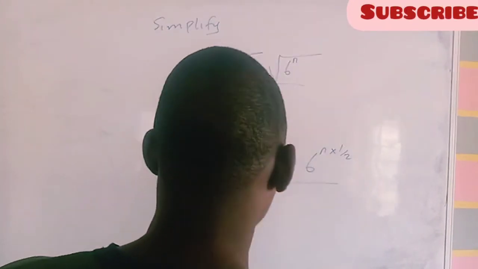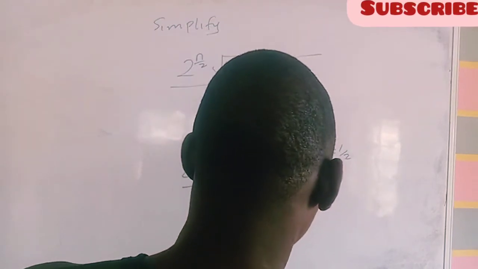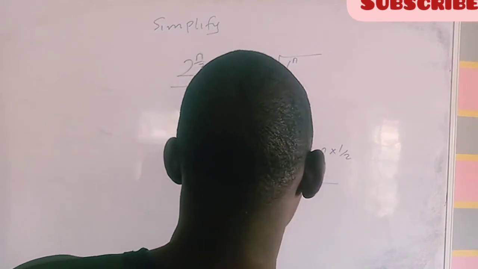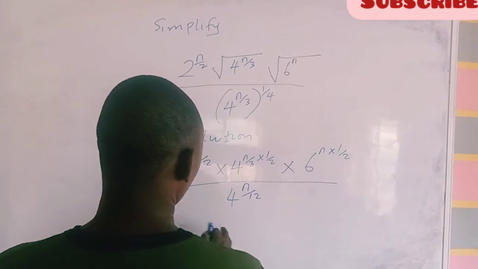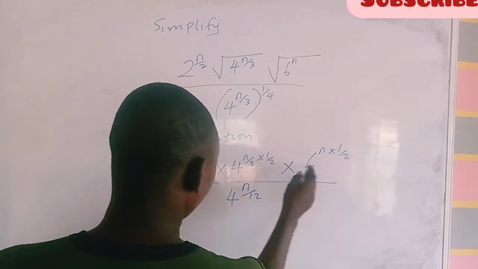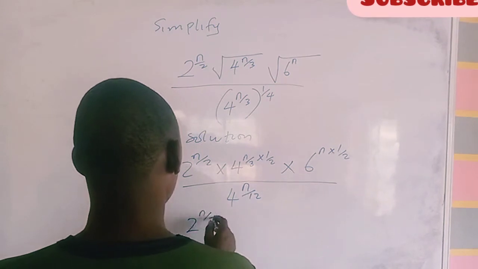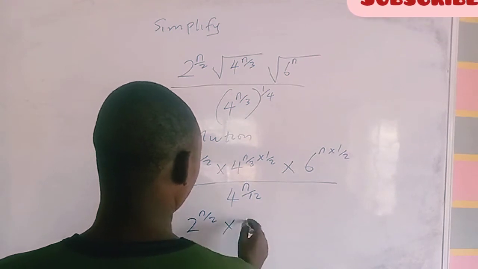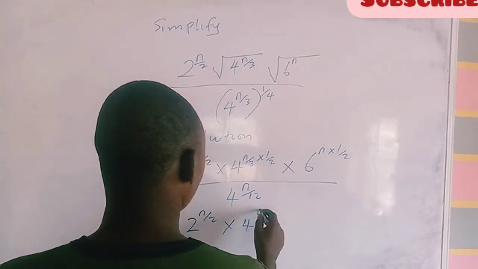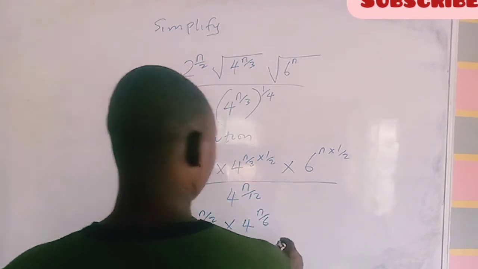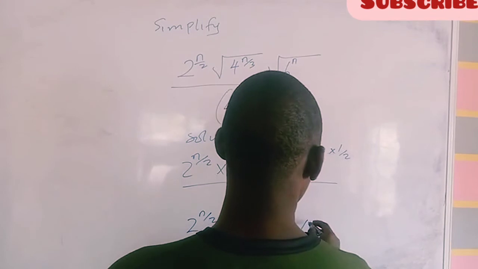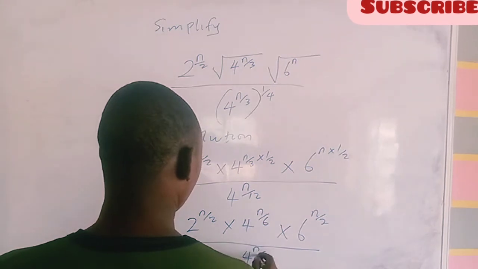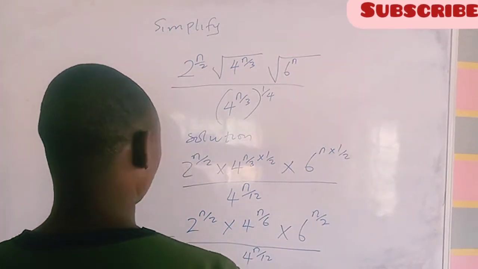Okay. So we check. Are they having the same base? Let's see. So we can easily convert this so that they can have the same base. Let me finish the top. We have 2 raised by n over 2 times 2 raised to power 2 on the top, n over 6, times 6 raised by n over 2, over 4 raised by n over 12.